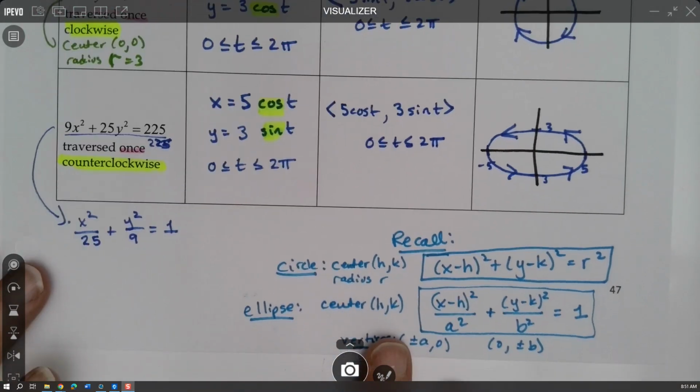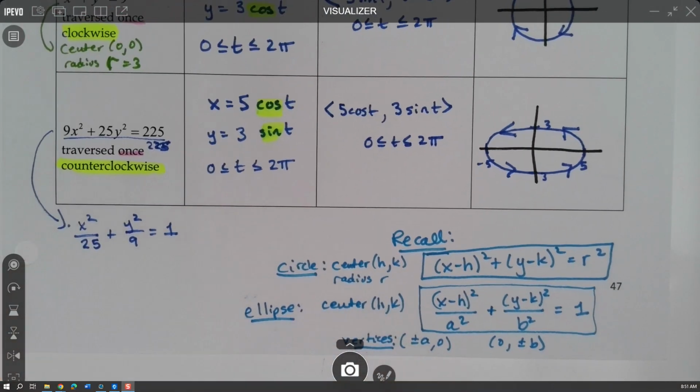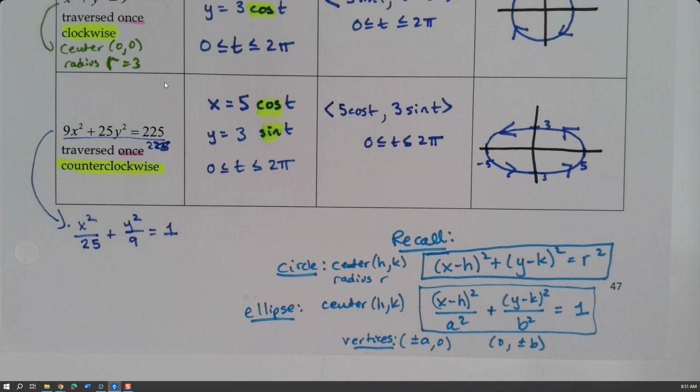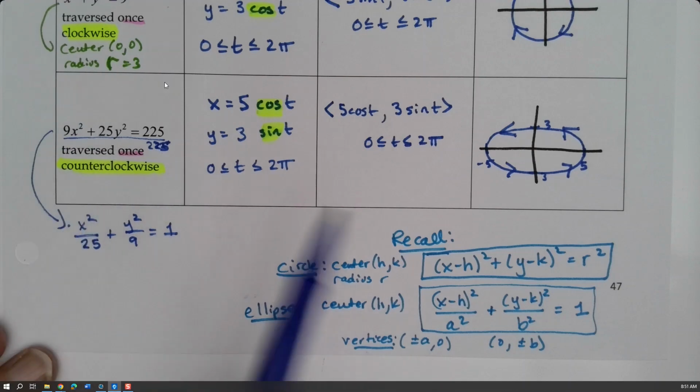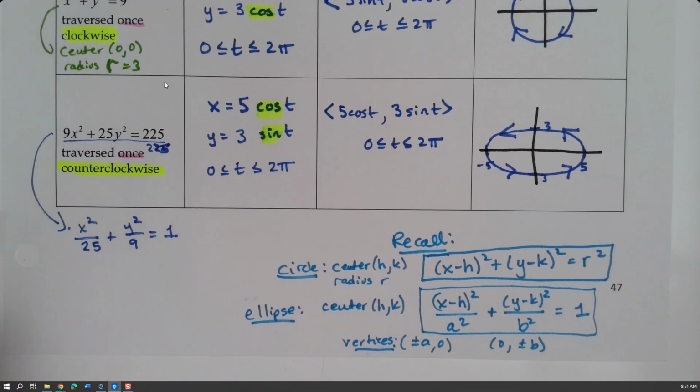All right. So there's a bit of review on how to do parametric equations, how to do circles and ellipses, how to get circles and ellipses to move in the orientation you want, clockwise or counterclockwise, and a little review of some algebra down here.